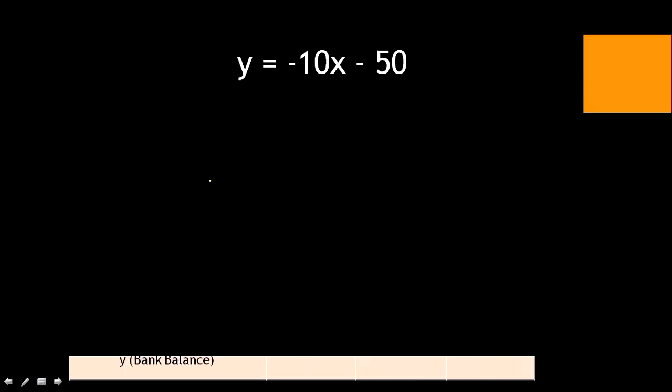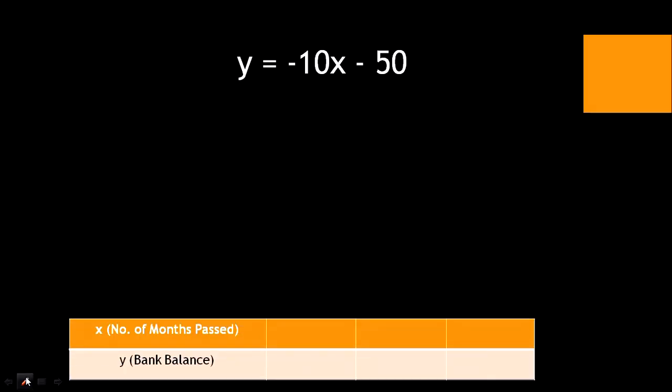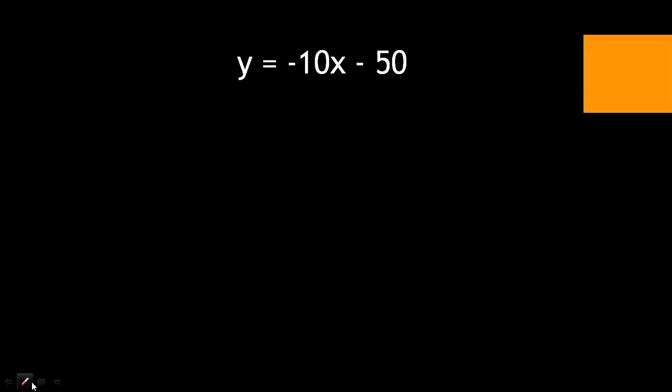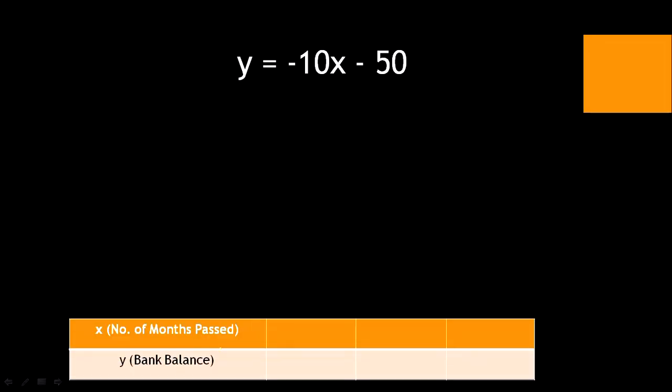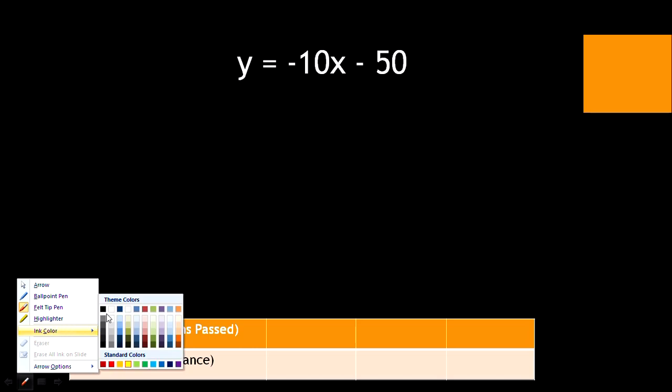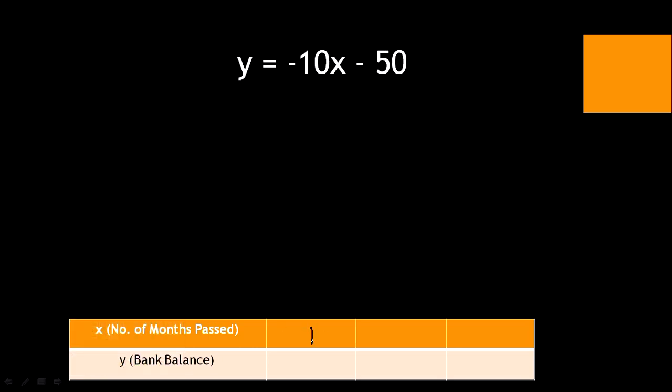And that there is my equation. Now as usual, I'll draw a table for this, and let's say we'll find out the bank balance of Raju in three different cases. Let's say after a single month has passed, after 2 months have passed, and after 3 months have passed.